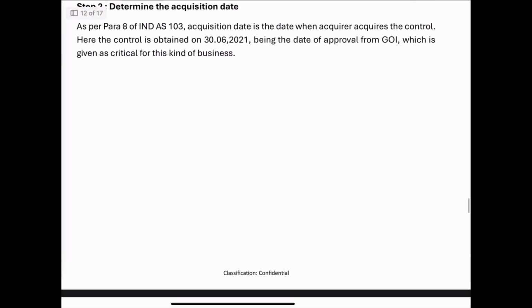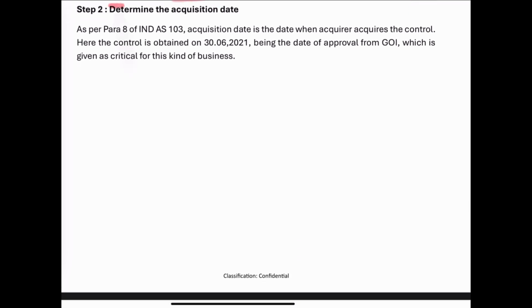Okay, now let's go to the next step, which is the determination of acquisition date. As per this, you will have to refer to para 8 of Ind AS 103. As per this para, acquisition date is the date on which the acquirer acquires control. So the date on which the acquirer acquires control is the date on which the acquisition happens.